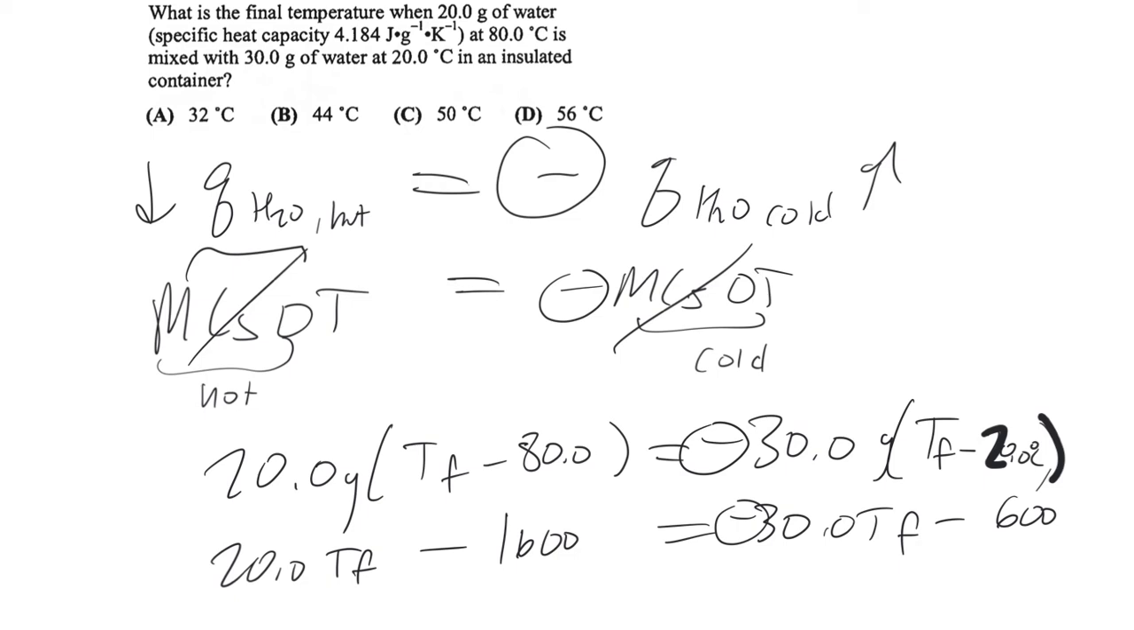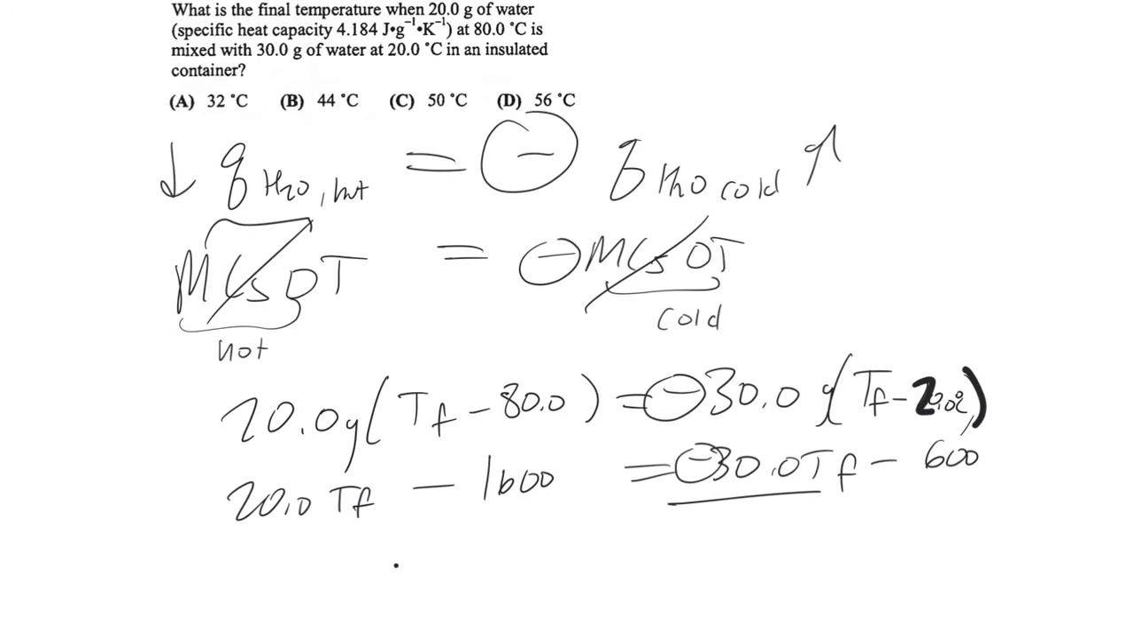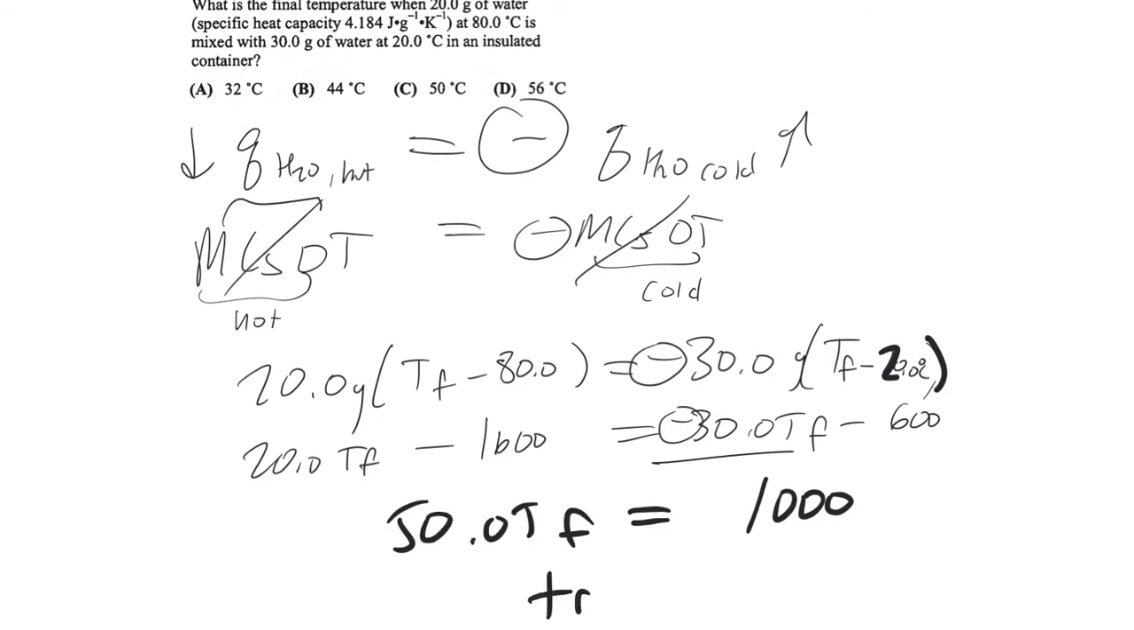Okay, and so then let's add 30 to both sides. So I got 50 TF is equal to, let's add 1600 to both sides, so that's 1000. And so my TF, final temperature, is 1000 divided by 50.